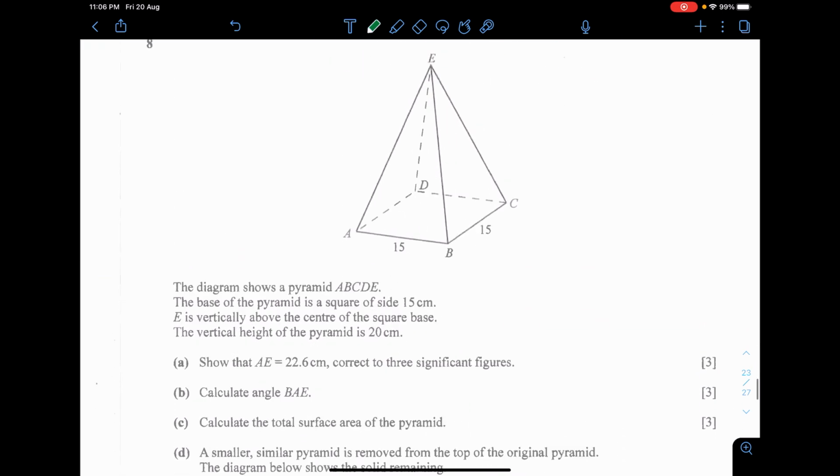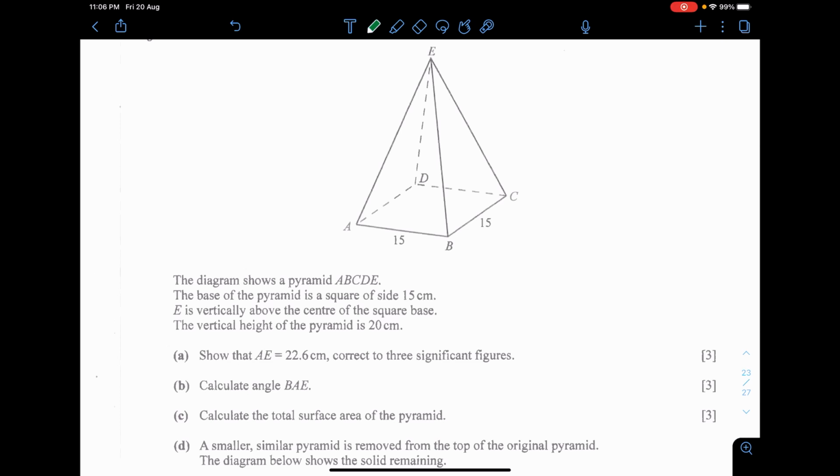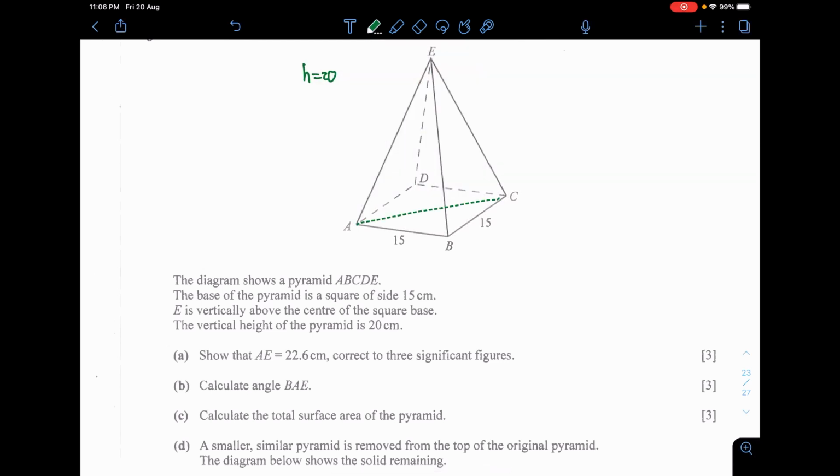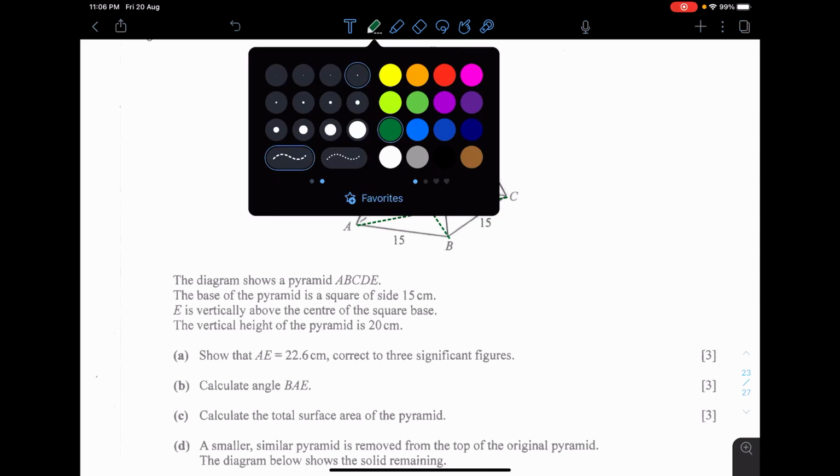Alright, next, pyramid. The base is 15 square also. The vertical height is 20. Alright, cool story. Show that AE is 22.6. I might need to add some lines over here. I'm going to connect the diagonals, just to make a good show for you. So this is the height. It actually always drops to the center of the base of the pyramid. Remember that. Need to find AE.